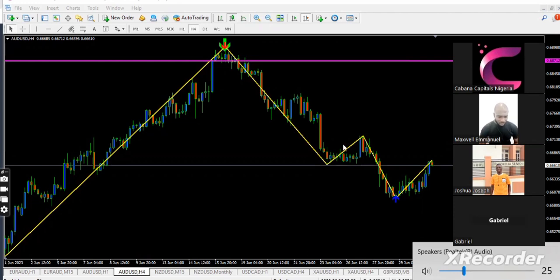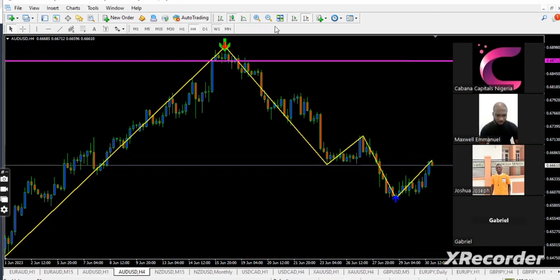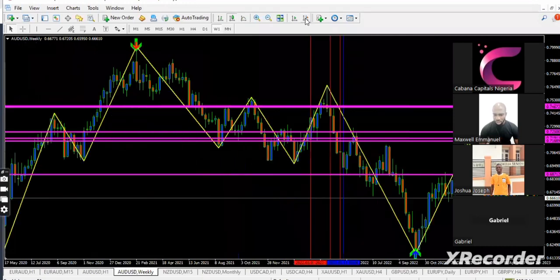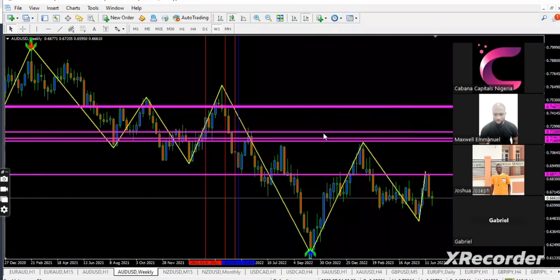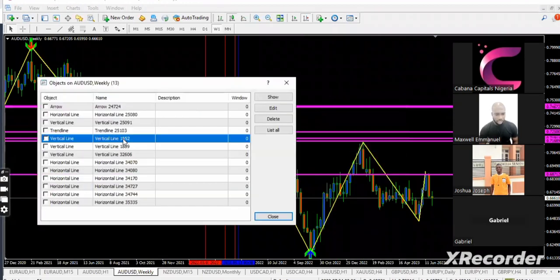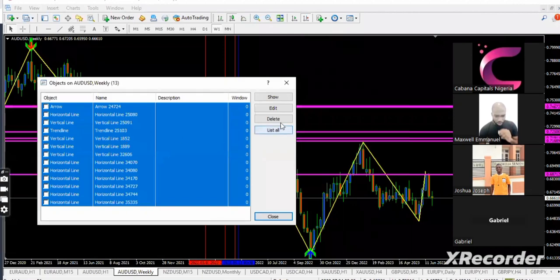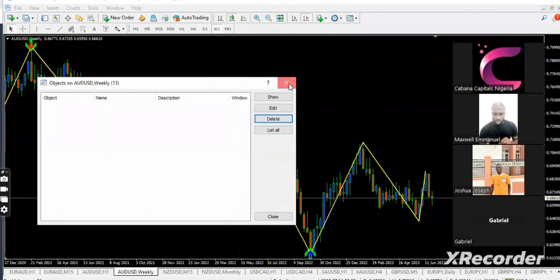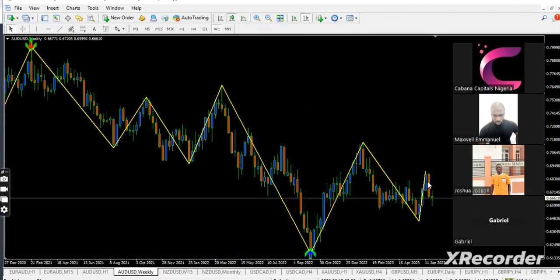Okay, so let's start with Australian dollar USD weekly. What do we have on the weekly time frame? The first thing I want to consider is the candlestick formation, how the candle closed for last week. Last week's candle closed as what we could call a spinning bottom, which indicates a change in trend from bearish to bullish.